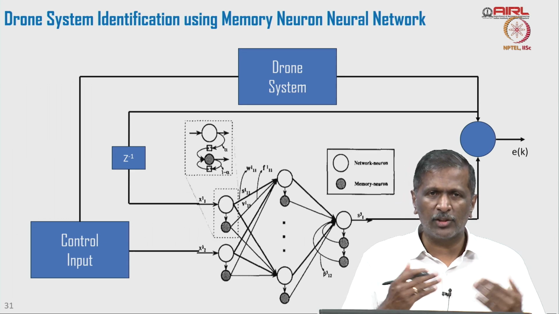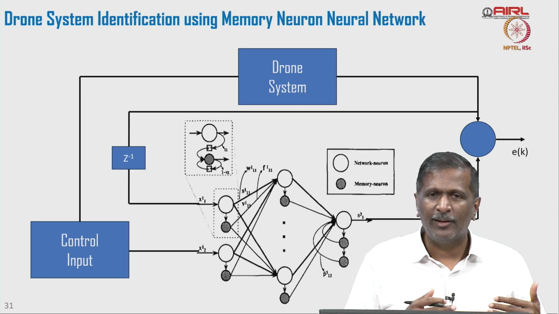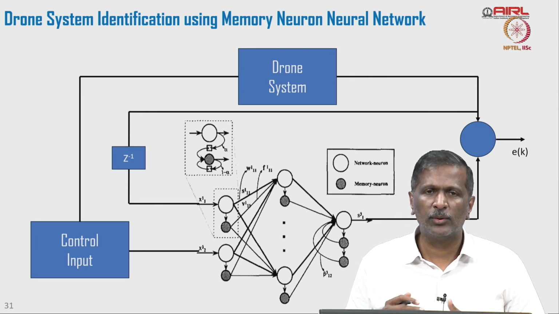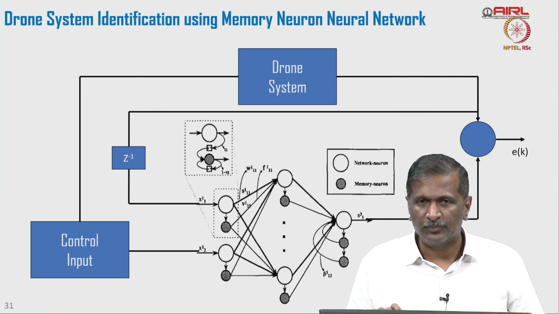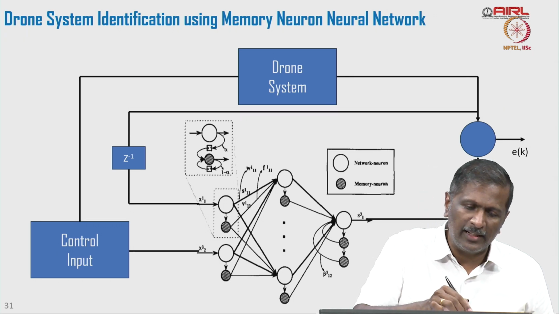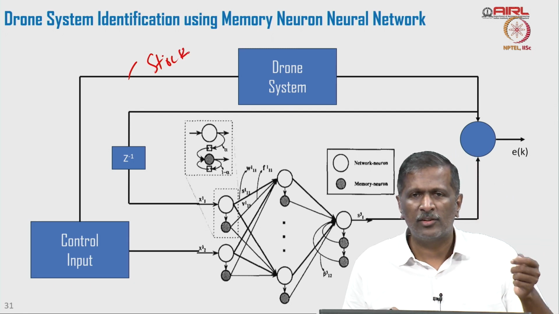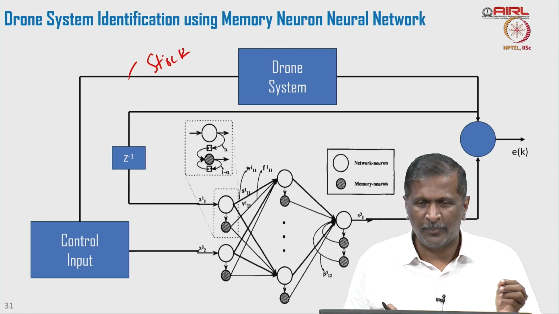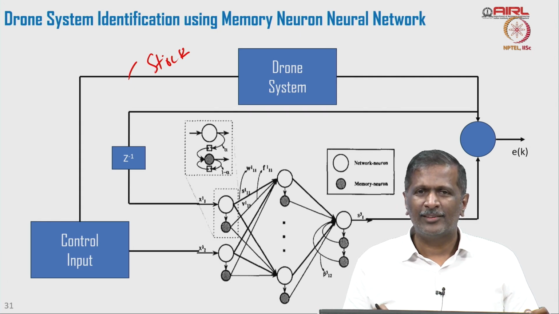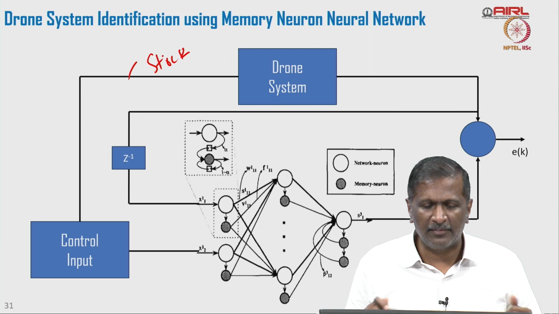Now, I want to show you how we are going to approximate the state of the system using a memory neural network. Whatever input I am giving to the drone, basically the stick input, pitch or pitch and roll or yaw, and thrust. So, we have the data.